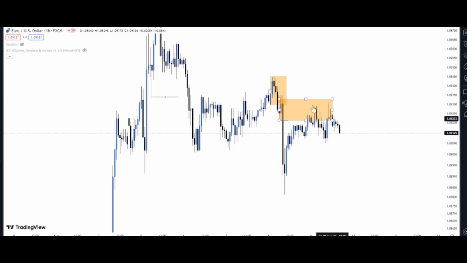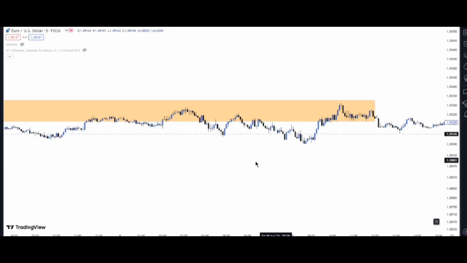Okay, so this is our zone now, high probability zone. That's why you see price coming to this zone. Now can we refine this zone on the lower time frame? Yes. Let's get back to the lower time frame. Let's get back to the 5M.